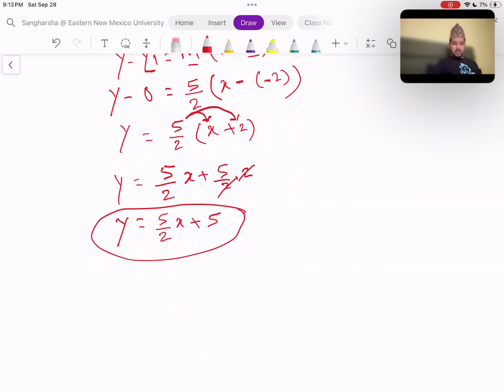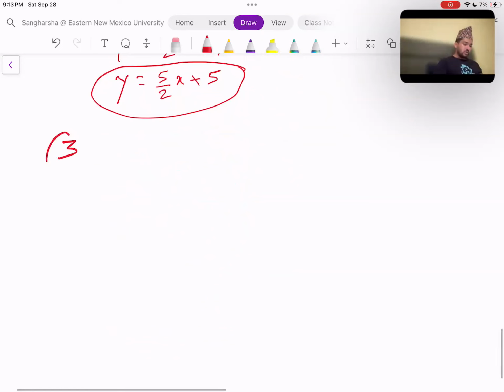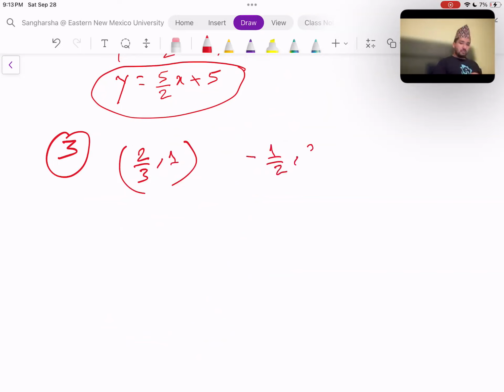Okay, now let me go to number 3. Now in number 3, we have fractions. So let me go ahead and do number 3. We have 2/3, 1. So this is one point. Our second point is -1/2, 3. So let's say our first point is x1, y1, and the second is x2, y2. So our x1 is 2/3, y1 is 1, x2 is -1/2, y2 is 3.